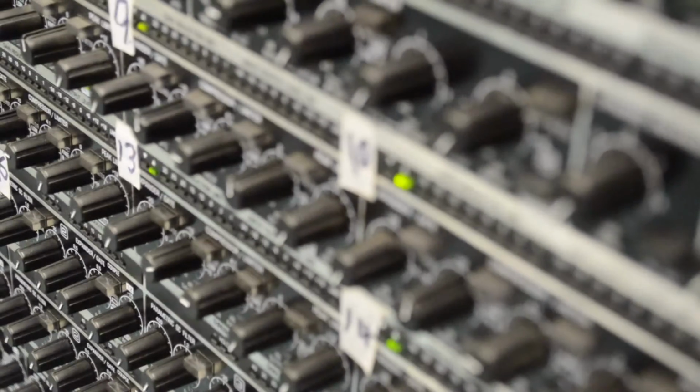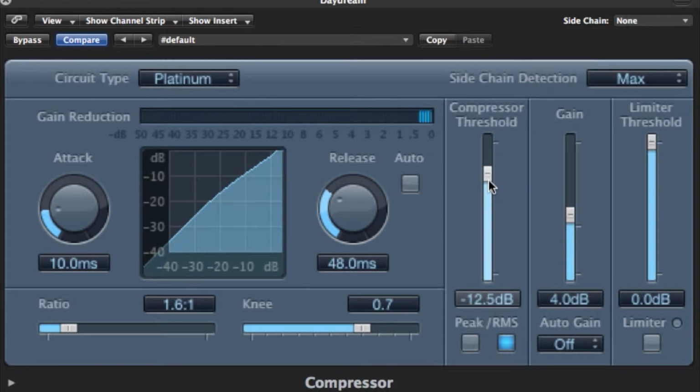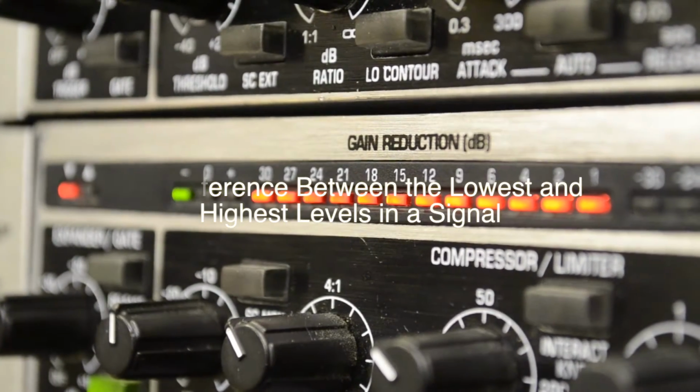As well as being useful on their own, they are the basis for a number of other processors, including gates, duckers and limiters. The two can also be combined to create multiband compressors and de-essers. This video will look in detail at the theory behind compressors. The idea of compression is to reduce the dynamic range of a signal. This is defined as the difference between the lowest and highest levels in a signal.